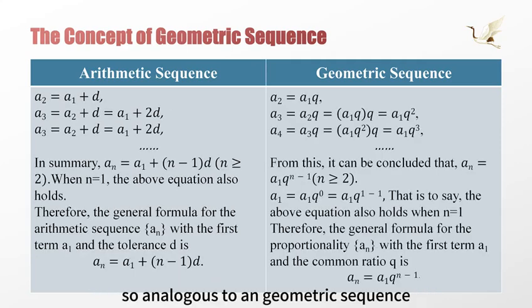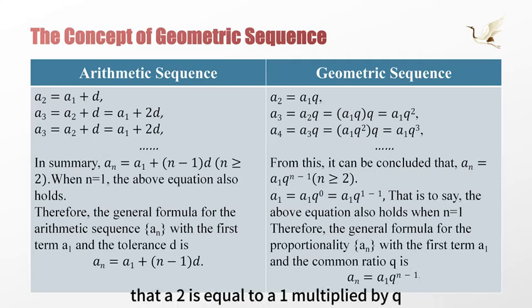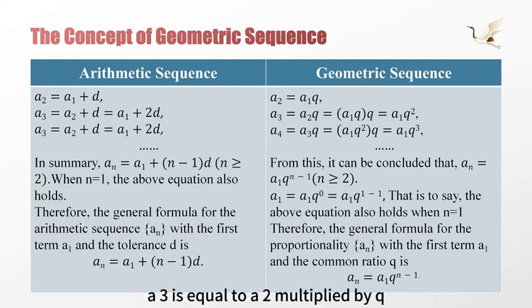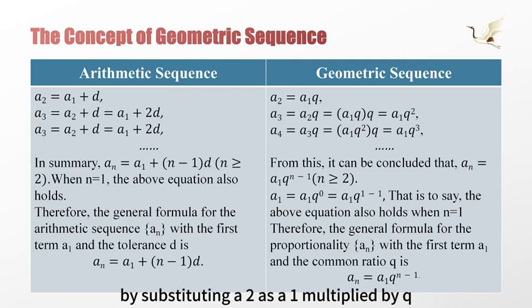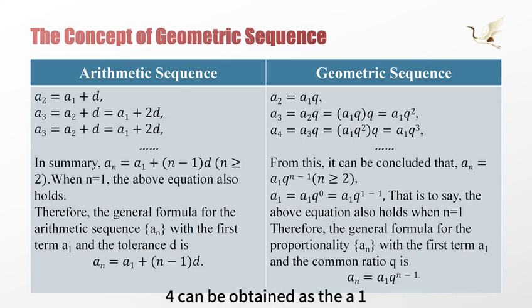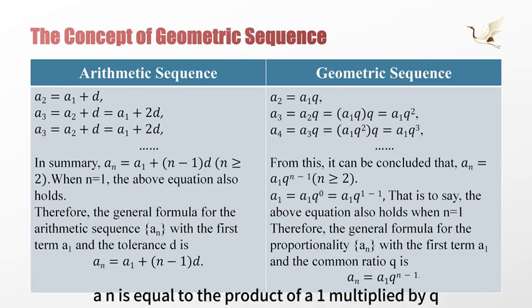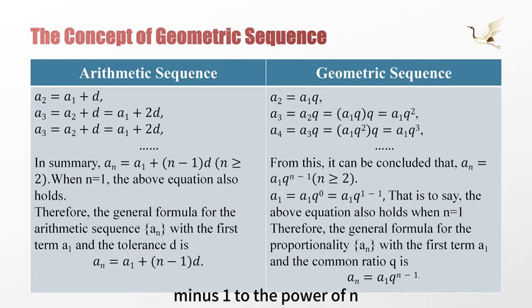Analogously, in a geometric sequence, we know from the definition that a2 is equal to a1 multiplied by q. a3 is equal to a2 multiplied by q. By substituting a2 as a1 multiplied by q, we can organize it into a1 multiplied by q squared. Similarly, a4 can be obtained as a1 multiplied by the third power of q. We can observe the relationship between the number of terms and the exponent of the common ratio q. a_n is equal to a1 multiplied by q to the power of n minus 1, where n is greater than or equal to 2.